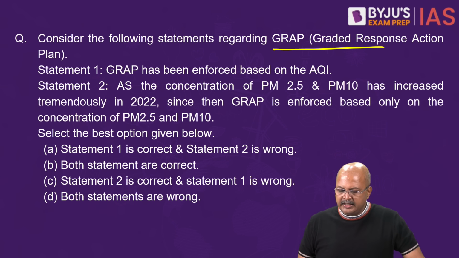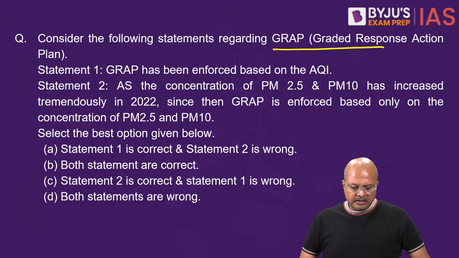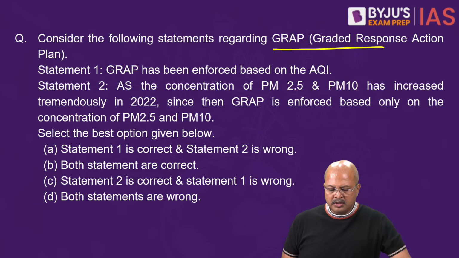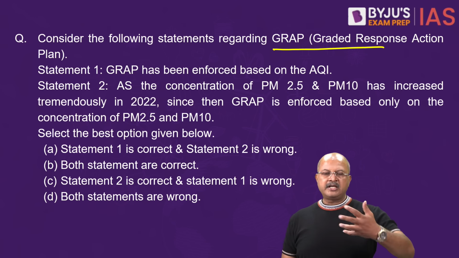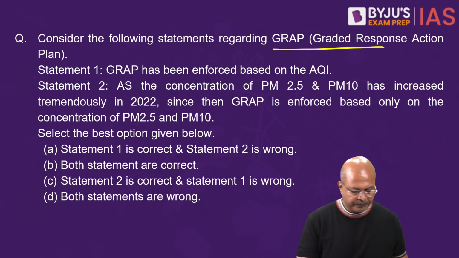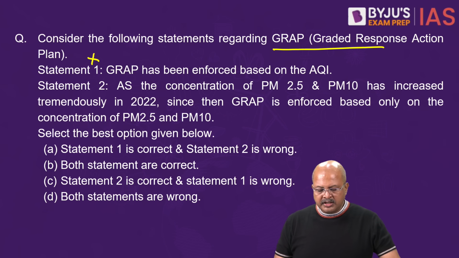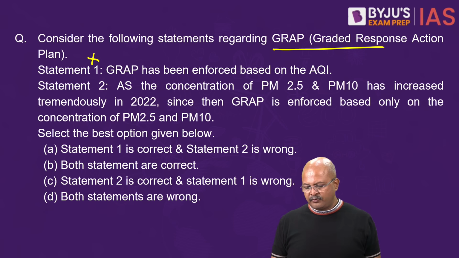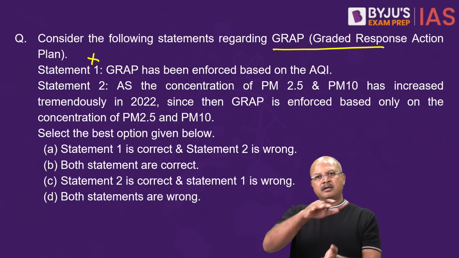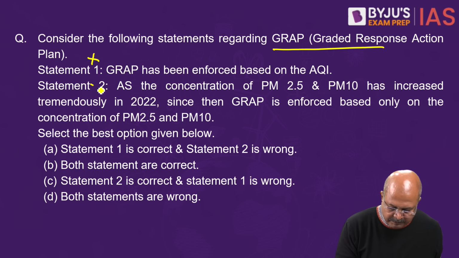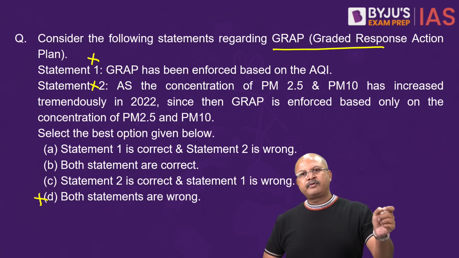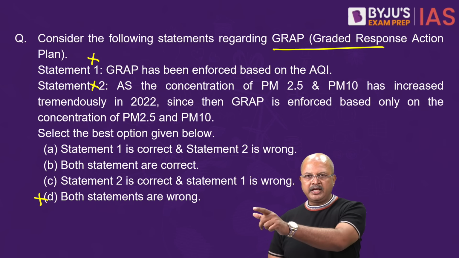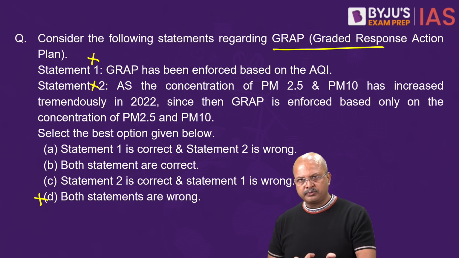Consider the following statements regarding graded response action plan. Statement 1: Graded response action plan has been enforced based on AQI. This was not enforced based on AQI; it was started with PM2.5 and PM10. The second statement says that as the concentration of PM2.5 and PM10 has increased tremendously in 2020, since then it is enforced by only PM2.5. It is the opposite of that. So both the statements are wrong here. Remember that PM2.5 and PM10 are replaced by AQI, and now it is preemptive.